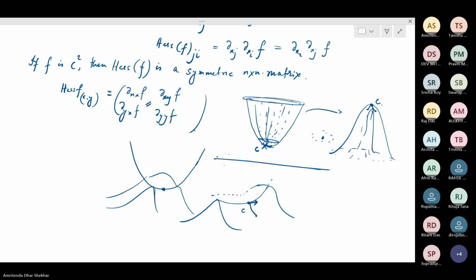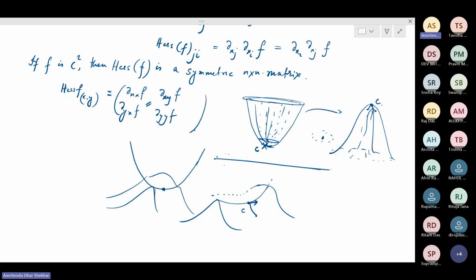Okay. Now, geometrically the picture is clear: in two variables, you may have minima, you may have maxima. Minima and maxima are similar to the one-dimensional case, but you may also come across this situation where a critical point is such that along some directions the function value increases, and along some directions the function value decreases. Okay, so how do you determine what kind of critical point it is?